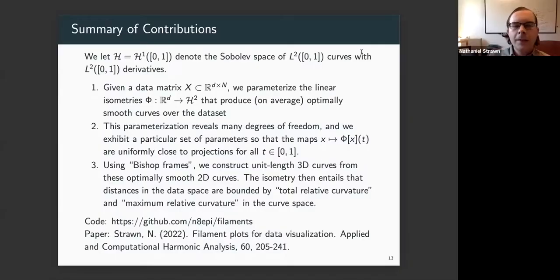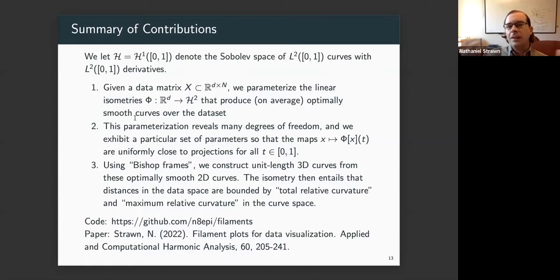Okay, so we're going to let mathcal H denote the Sobolev space of L2 curves with L2 derivatives. Given a data matrix X, we parameterize linear isometries phi from R^D into H^2. That is, I take a data point in the data space R^D, and I spit out a pair of functions in a linear way, and also so that I am an isometry. And I'm going to parameterize the set of linear isometries from R^D into H^2 that produce, on average, optimally smooth curves over the data set.